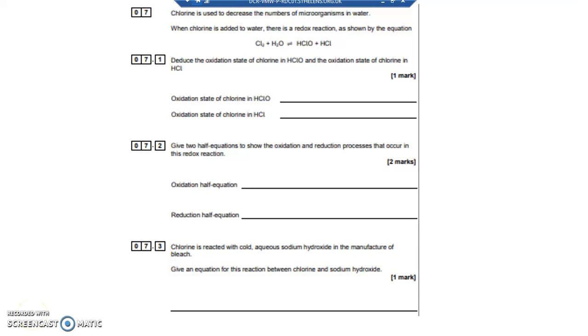Question 7. Chlorine is used to decrease the numbers of microorganisms in water. So it kills germs in water, both in drinking water and in swimming pools. In drinking water, you have to be careful with the amounts. Don't use it in large amounts because chlorine is toxic.